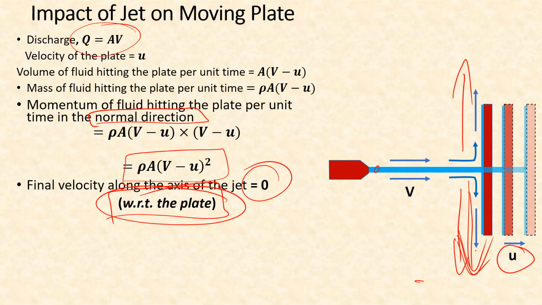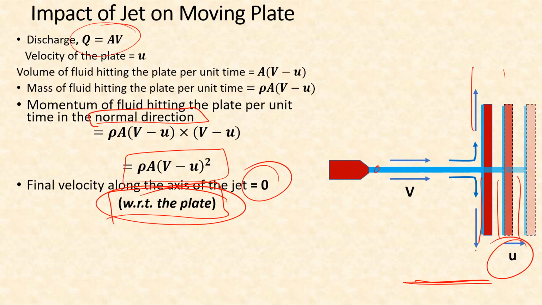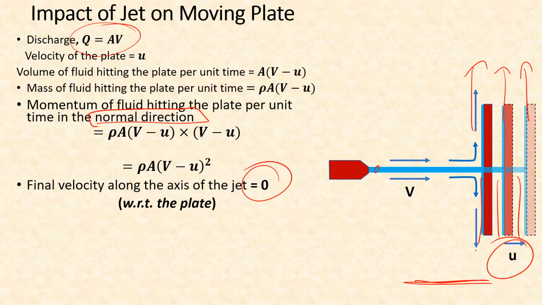moving away will have 0 component in this direction, that is direction of the jet. However, in absolute terms, the velocity of this deflected water will also be equal to u. That means it is moving along with the plate like this. But since we are considering the reference as the plate itself, which we have also done in case of the relative velocity, so therefore we can write that this velocity is 0, and therefore our calculation becomes easier.